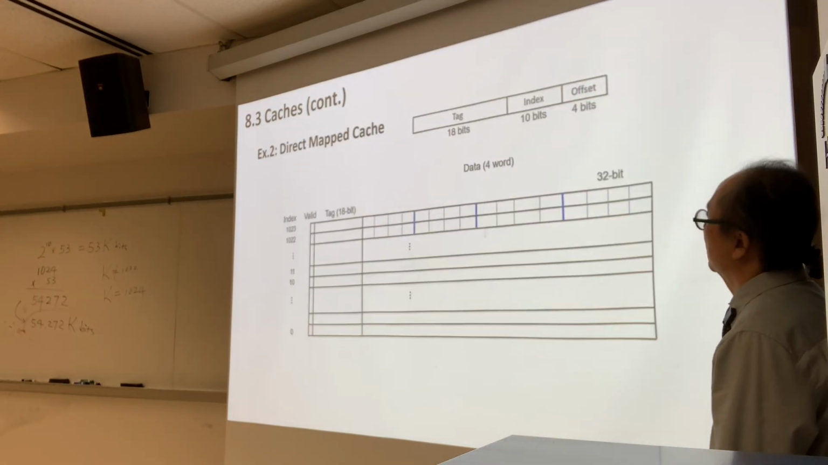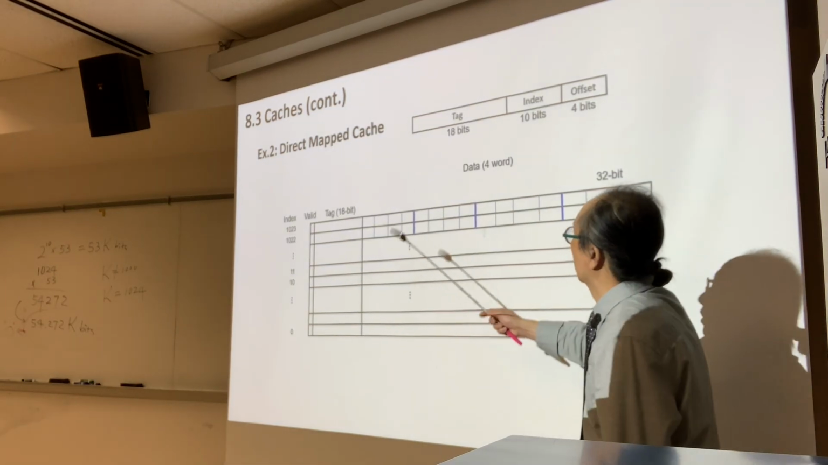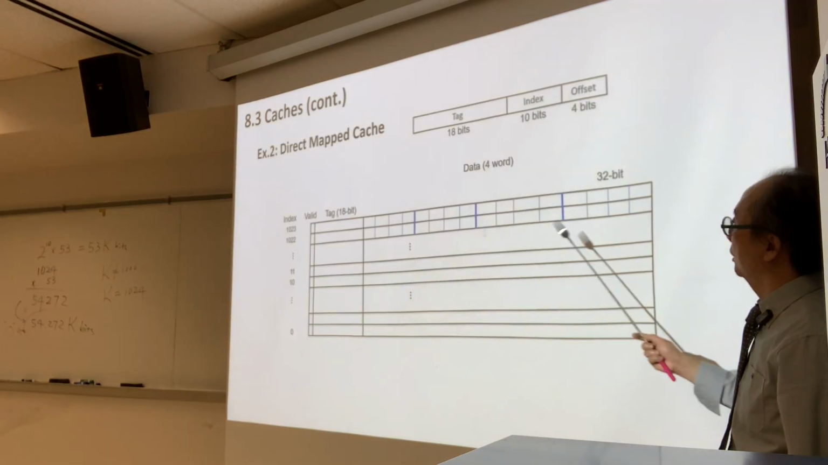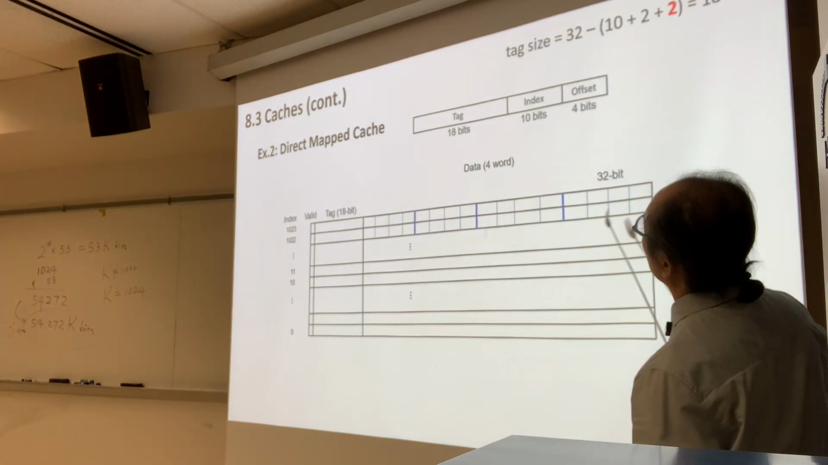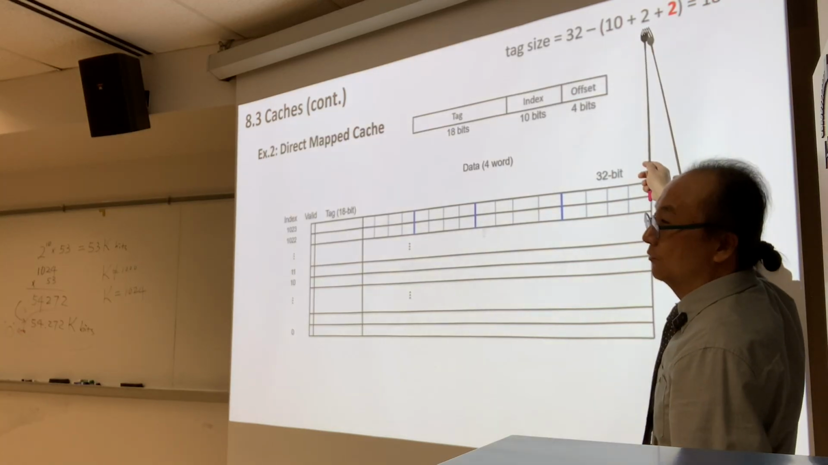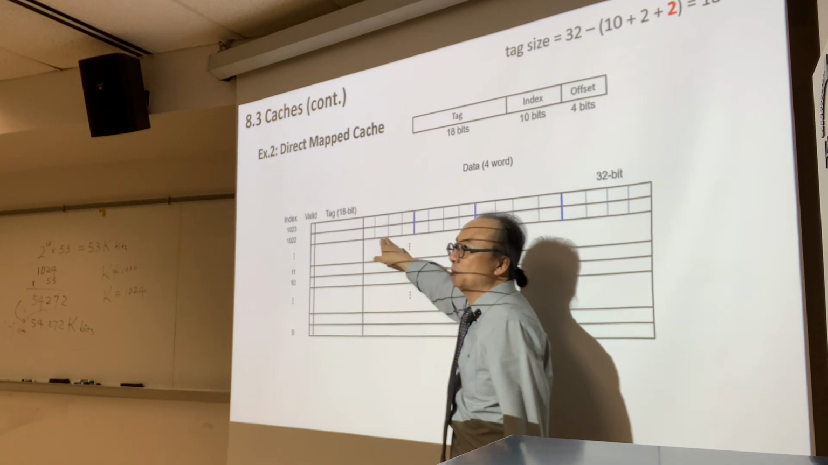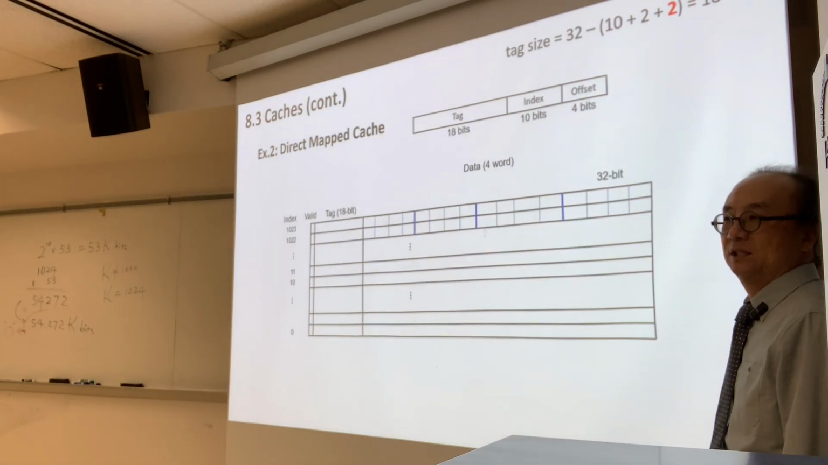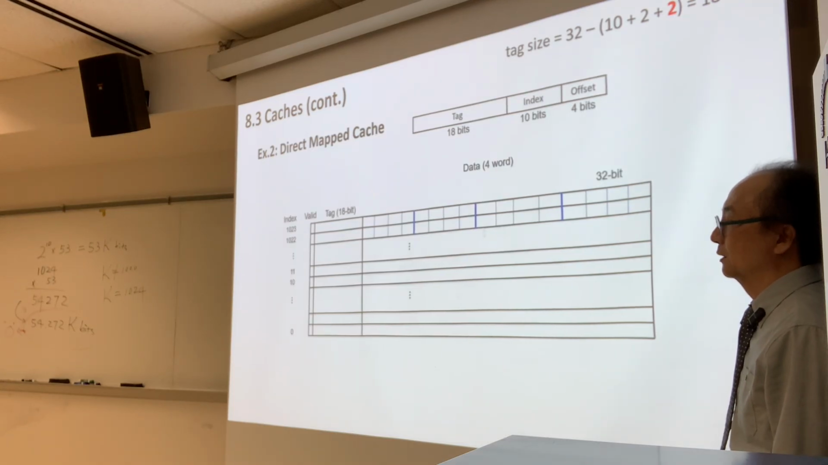And when we look at this, it's much wider. So we have 1 word, 2 words, 3 words, 4 words. And each word has 4 bytes. Therefore, we need an offset of 4 bits because now we have a total of 16 bytes. In order to name those 16 bytes, we need 4 binary bits to name them all.